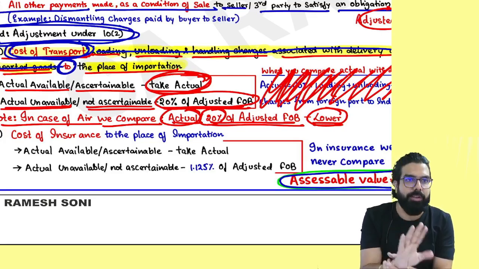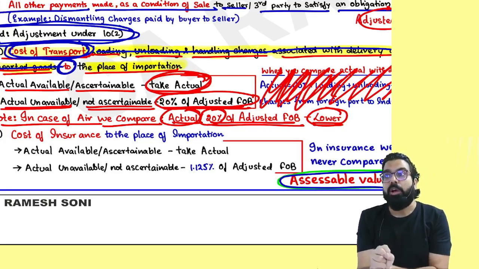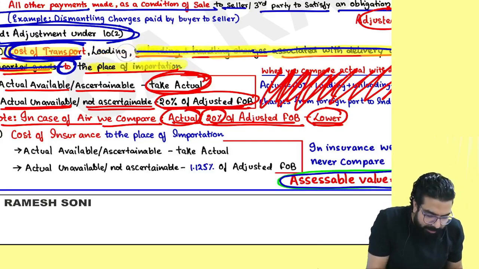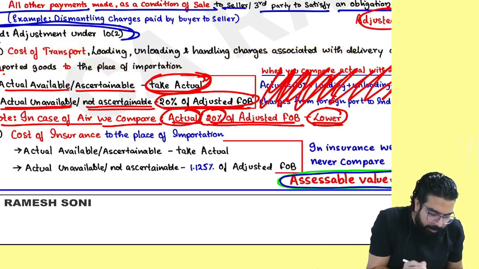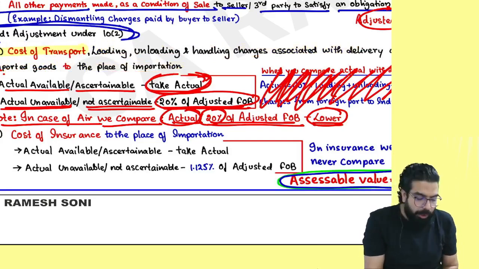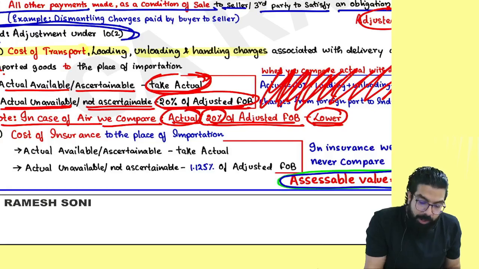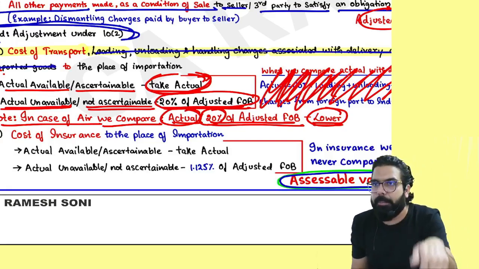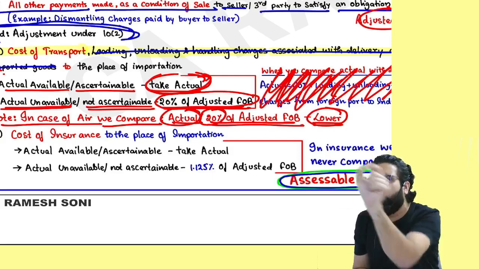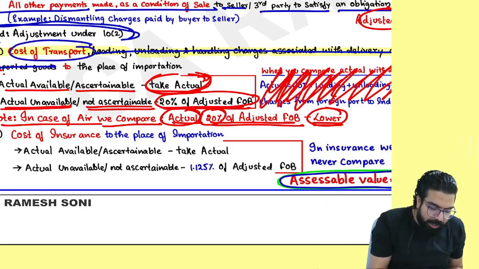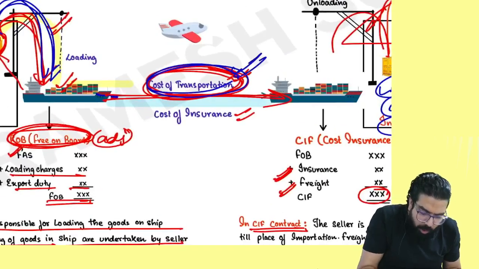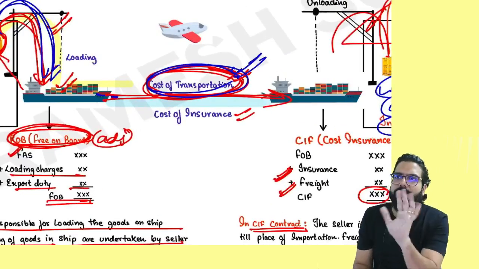ICI, ICWI, everyone, what they are doing is, whenever you take 20% as the cost of transportation, you know what interpretation has been made now? They are telling cost of transportation, loading, unloading, handling charges. Actually, this loading, unloading, handling charges associated with the delivery is gone now. Indian port का loading, unloading, handling charges is not there. So what will you add? Only cost of transportation up to the place of importation. Means on the way का this cost of transportation will be added. Do you guys agree? This was the interpretation.